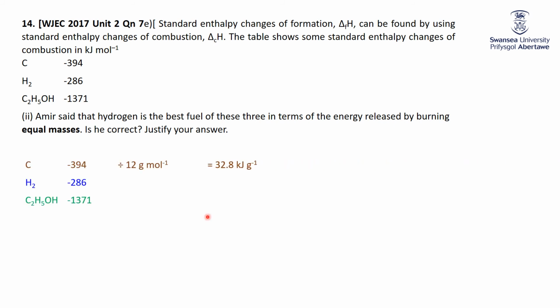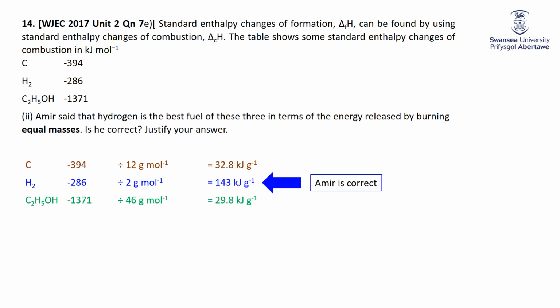Okay, if we burn a gram of carbon, it was minus 394 per mole. There are 12 grams in 1 mole, so per gram carbon gives us 32.8, right? Minus 394 divided by 12. Hydrogen, of course, we just got to divide by 2, so that's 143 kilojoules per gram. And ethanol, molar mass of ethanol is 46, so we get minus or 29.8 kilojoules per gram.